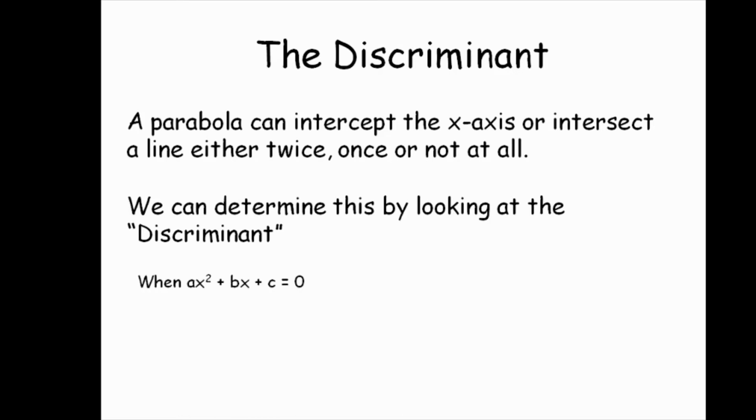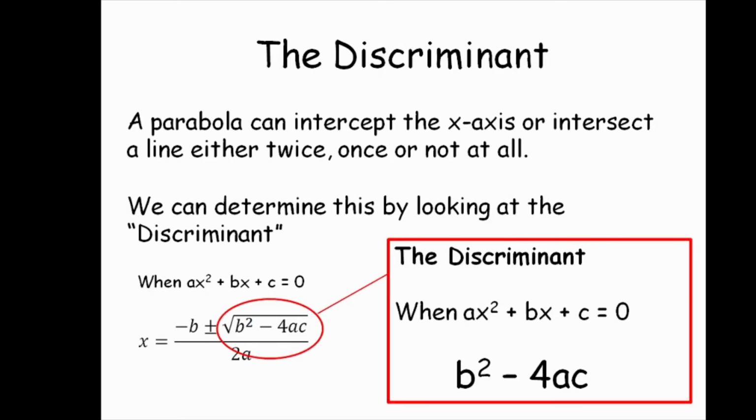Now the discriminant is taken from the quadratic formula, in which the key part to look at is the b squared minus 4ac. So to work out the discriminant, the first thing you need to do is make the quadratic equation equal to 0 and then pick out your a, b and c values, the coefficients of the x squared, x and the constant, substitute them into b squared minus 4ac and you will have your discriminant value.